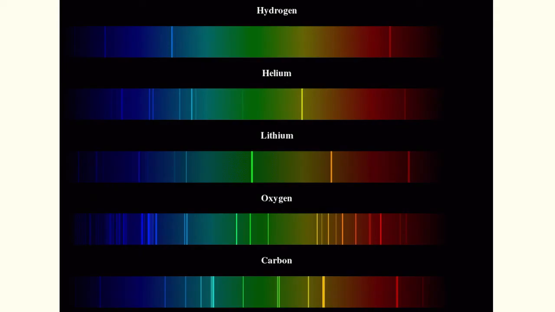These spectral lines, absorption or emission lines, are unique for every element. It's like a fingerprint of each human being.